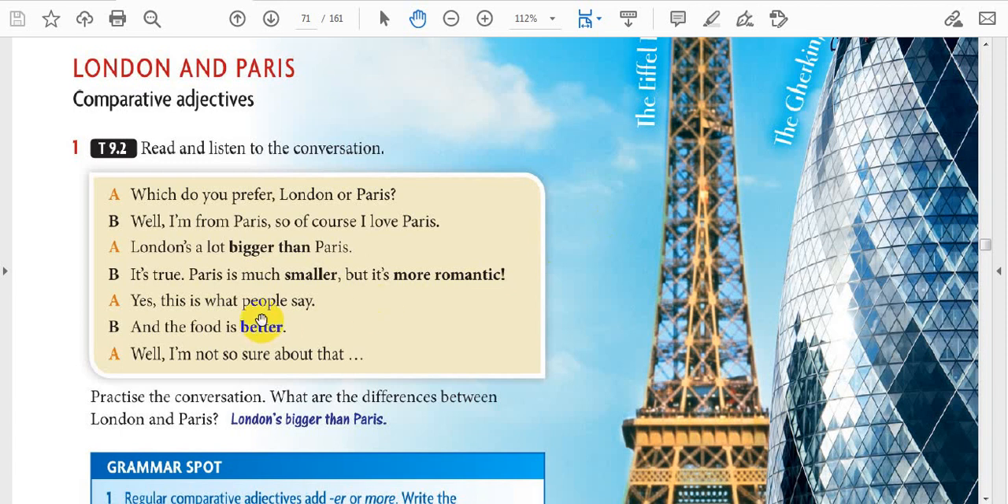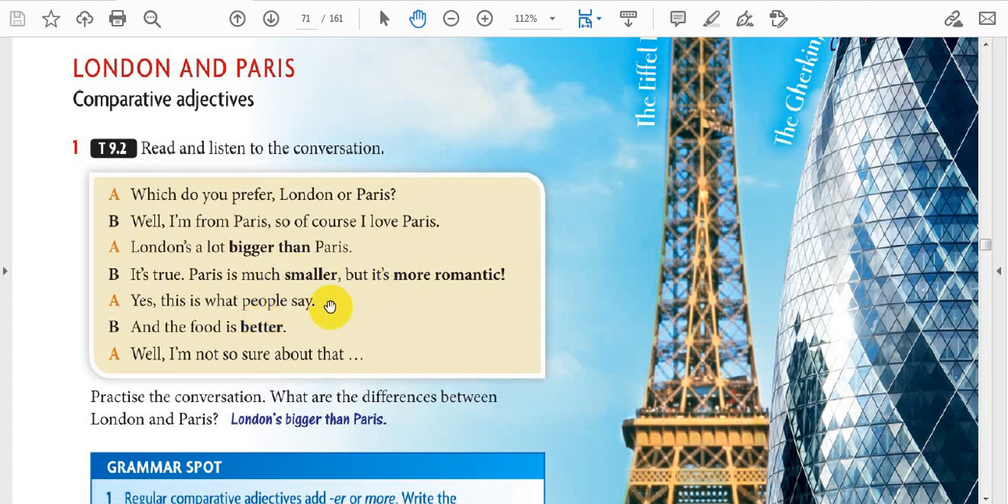We come back in the second part of our lecture for today, and we have here a conversation between two people, one from London and one from Paris. Paris and London are famous capitals in Europe, في قارة أوروبا. So here is the conversation.